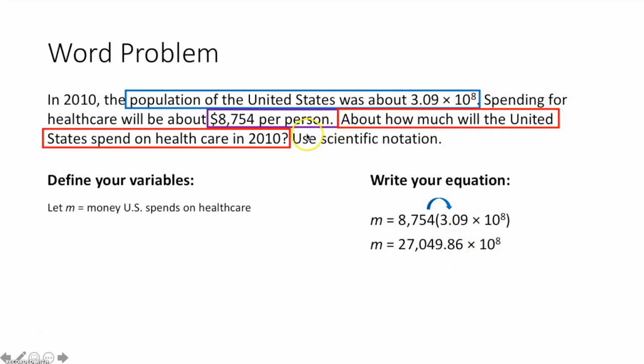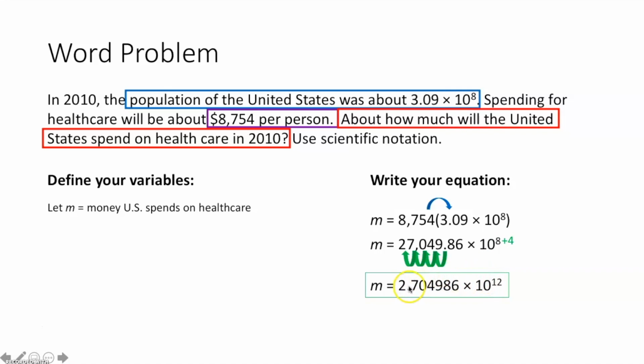Now, we want our final answer to be in scientific notation. That's what it says right here. So let's convert this so that it's still in scientific notation. Remember, this number out front has to be between 1 and 10. So we take our decimal and we're going to have to move it to the left 1, 2, 3, 4 decimal places. That gives us 2.70496. That'll be a number between 1 and 10. So because we moved our decimal place to the left 1, 2, 3, 4 decimal places, we have to add 4 to our exponent here. And that gets us 2.70496 times 10 to the 12th power.